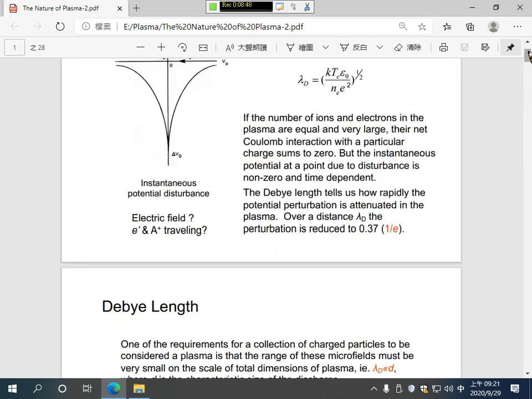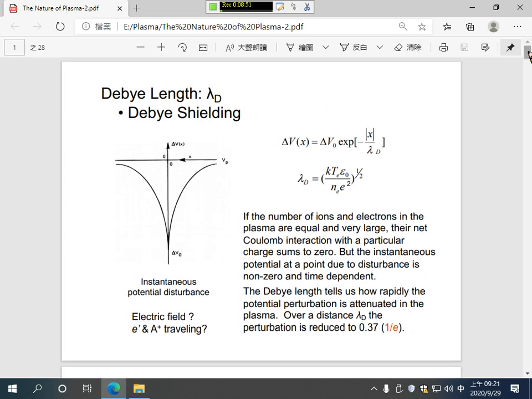And let's come back to the previous slide. The potential distribution, or instantaneous potential disturbance by a charged particle, can be described by this equation, delta V of x. Here this horizontal line shows the average plasma potential, V sub P, where P is plasma, so V sub P is the plasma potential in a plasma system.